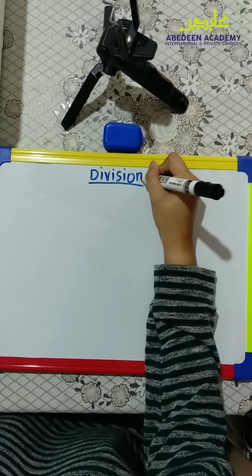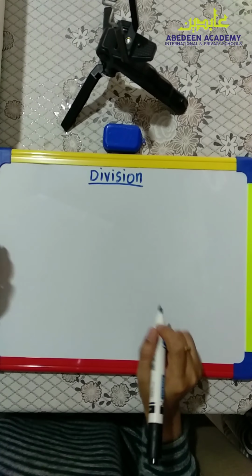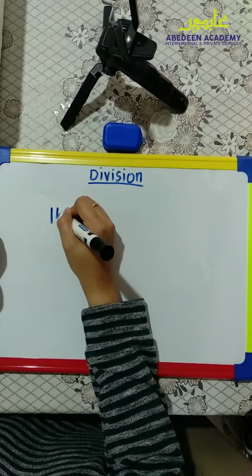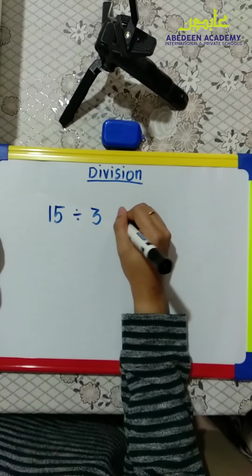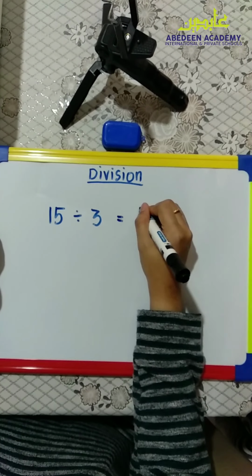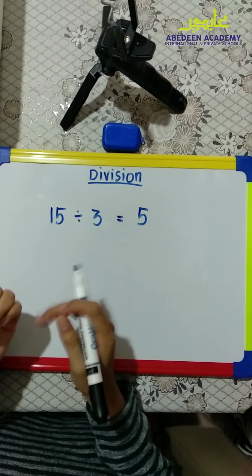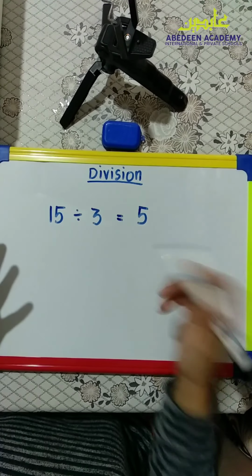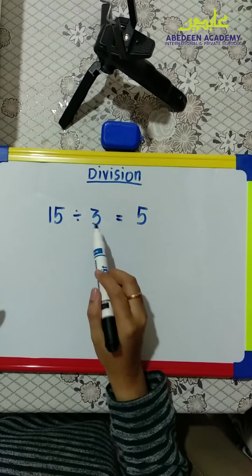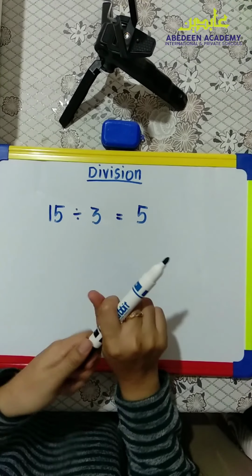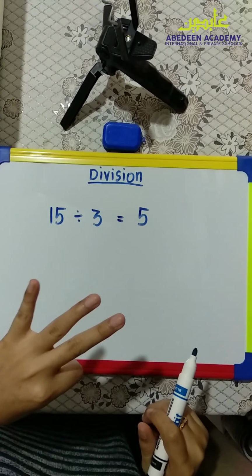Alright, so for division, let's say I will give you a simple question like 15 divided by 3 equals 5, or you can say 3 times 5 equals 15. They are all friends. Remember table 3 or table 5. 3 times 5 is 15, 5 times 3 is also 15. So today I will introduce you to 3 words in division.